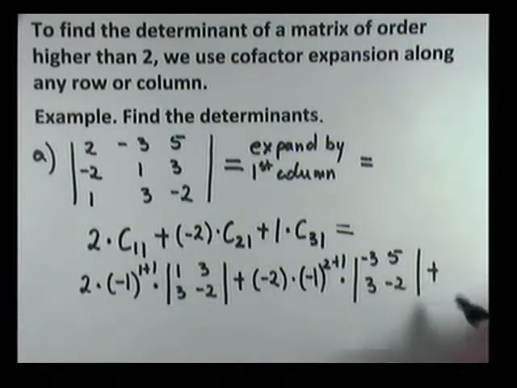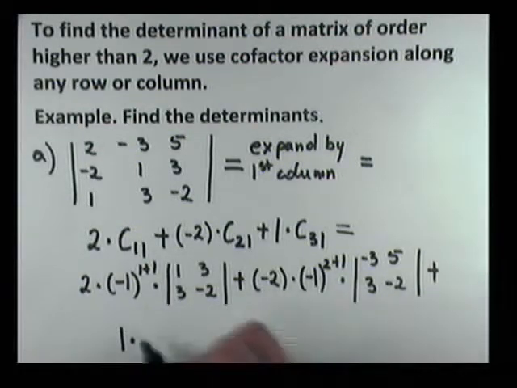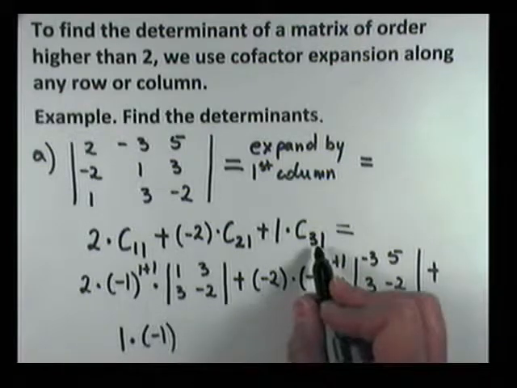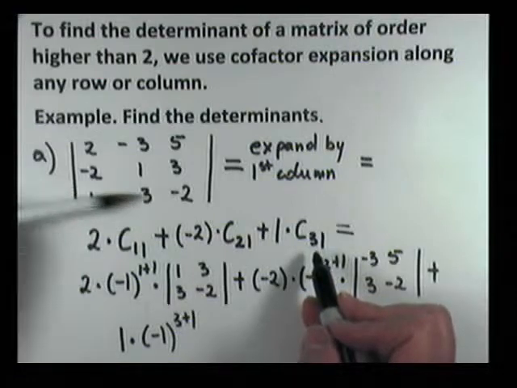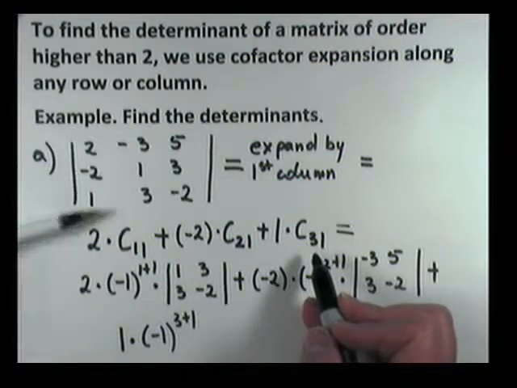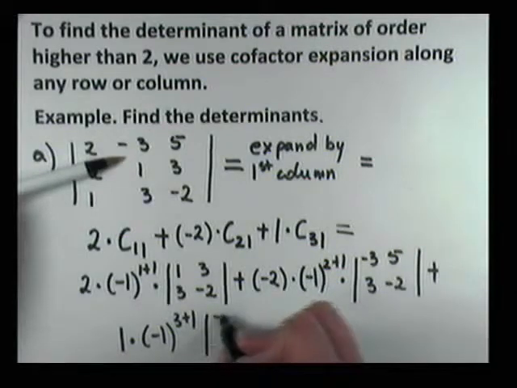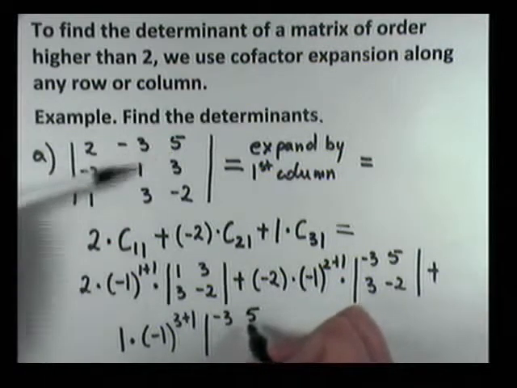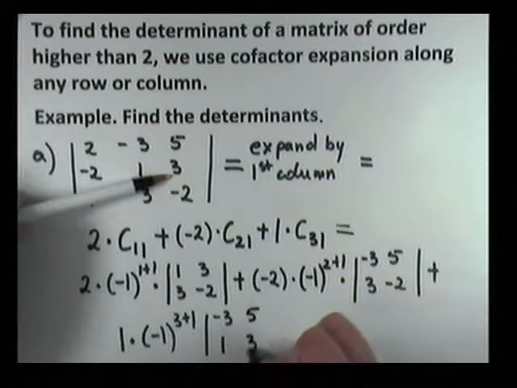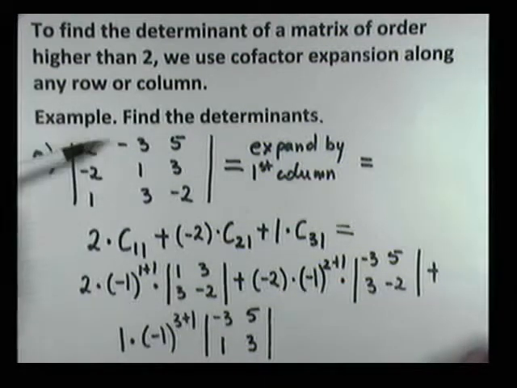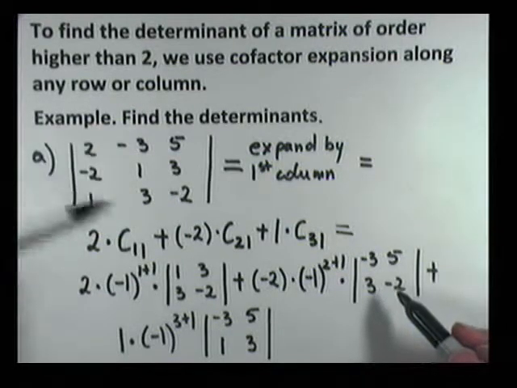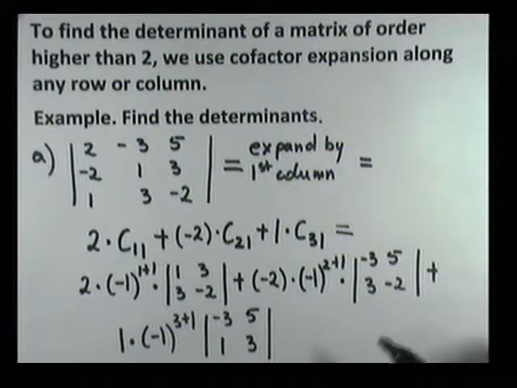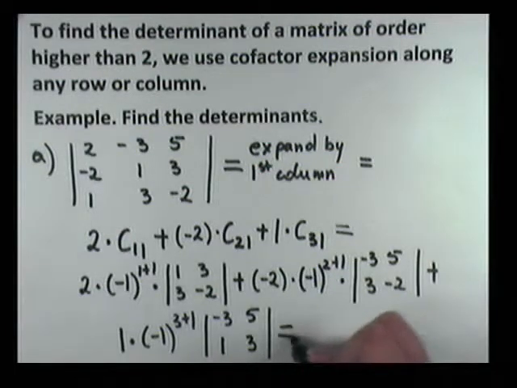Plus we have 1 times minus 1 to the power 3 plus 1, and delete third row, first column. So what is left? We have minus 3 and 5, and then we have 1 and 3. For this one we delete the first row and third column. And now we need to solve it. That's the determinant. Okay? Now we need to solve it.